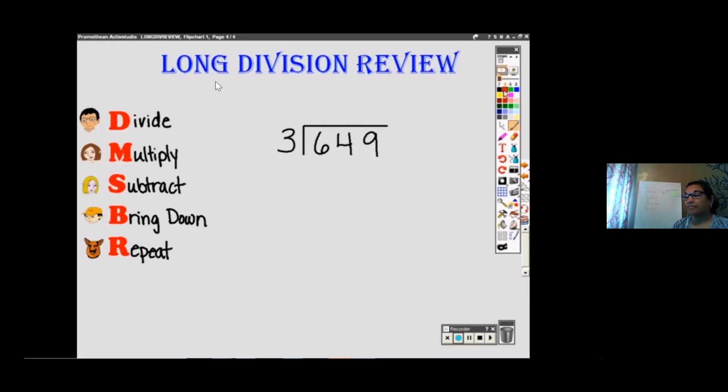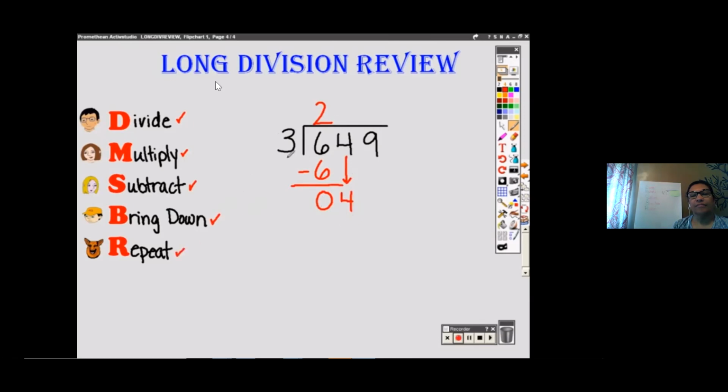Okay, so the first thing we do is we divide. 6 divided by 3, or how many times does 3 go into 6? That's right, 2. Now we multiply. 3 times 2 equals 6. The next step is to subtract. 6 minus 6 is 0. Now we bring down. Remember, you need to bring the 4 straight down. Now we go and we repeat.